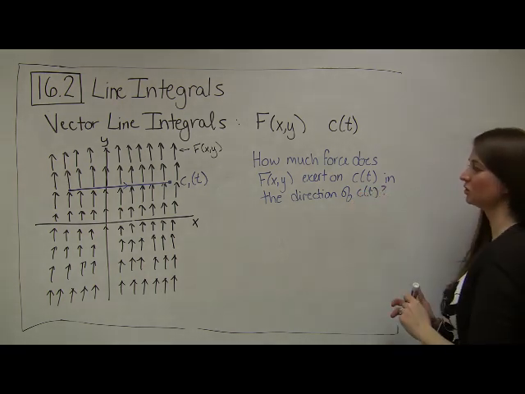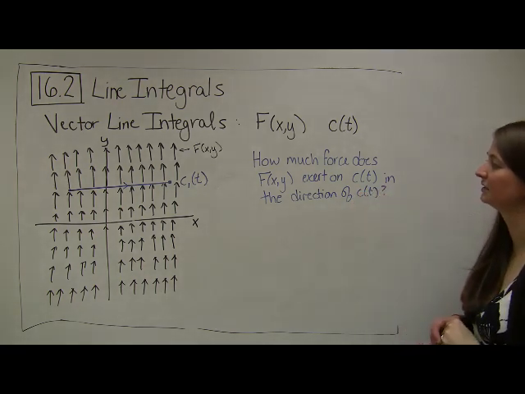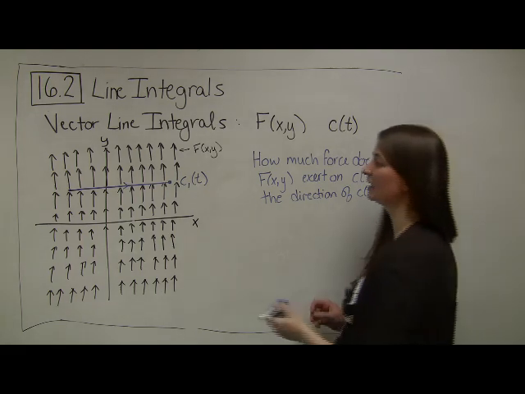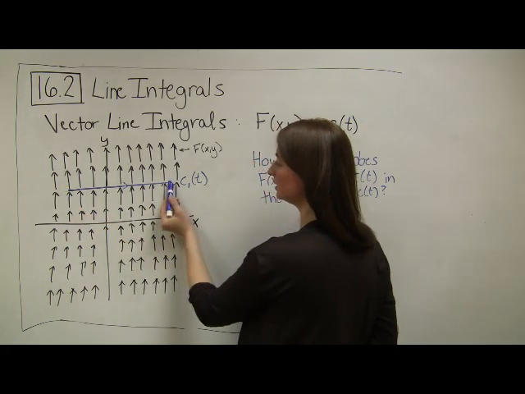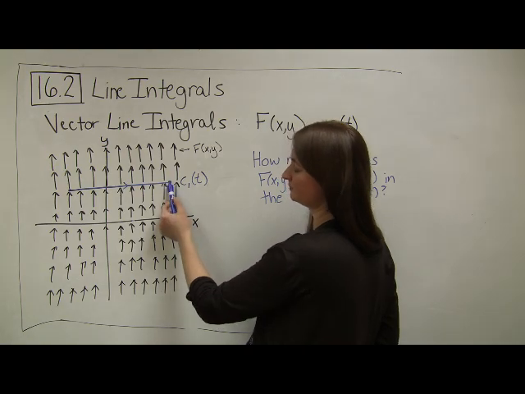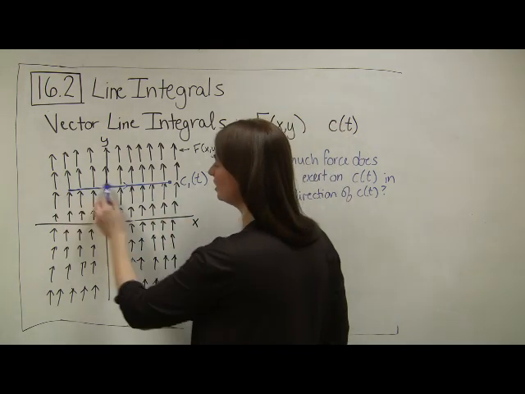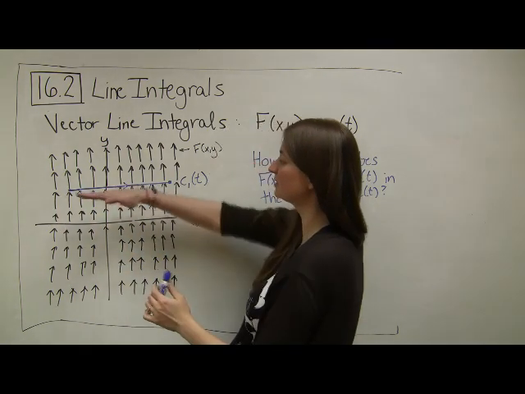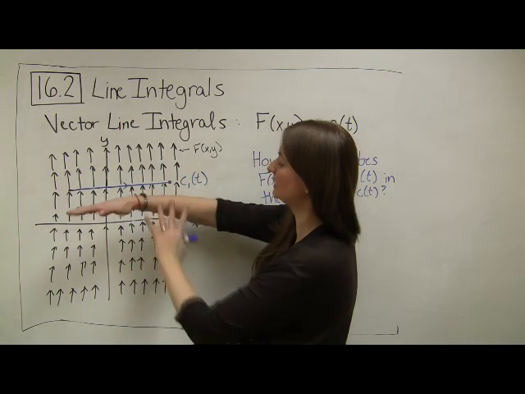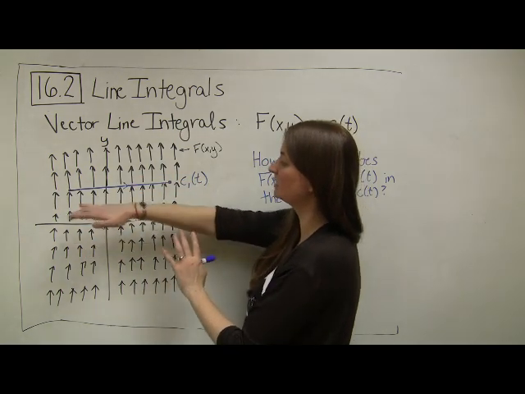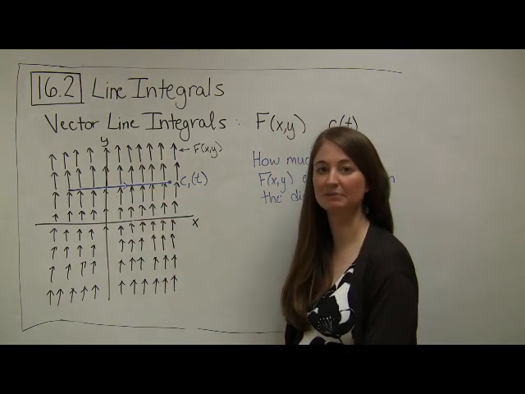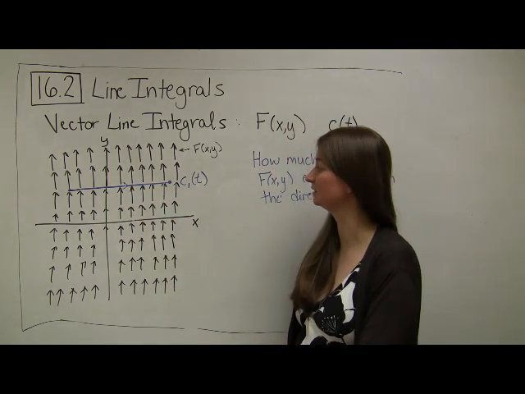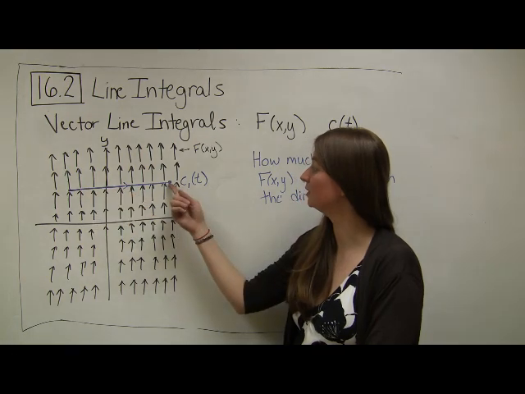So maybe these words don't quite make sense, but I'll describe them in a little more detail. Let's say that I have a particle that starts here at t0 and it moves to here at t5. As I move along this path, I notice that my vector field is exactly perpendicular to my path. So it is pushing on me, but it's never pushing in the same direction as I'm traveling. It's always pushing perpendicularly.